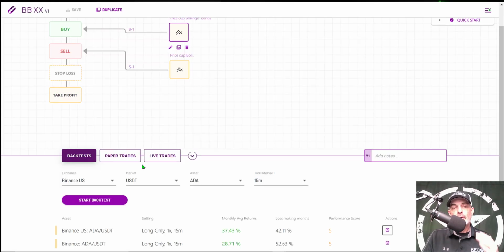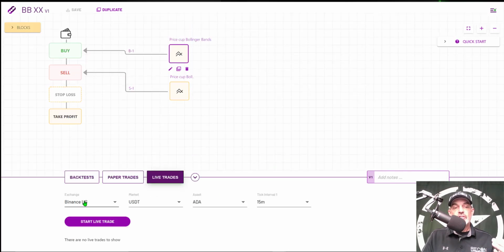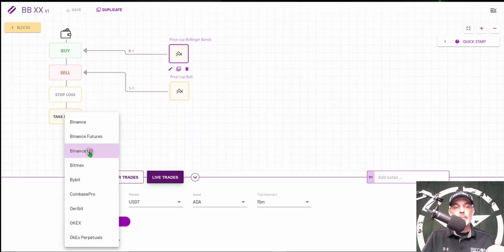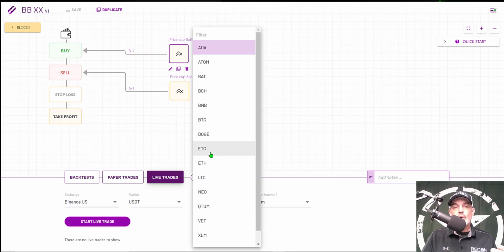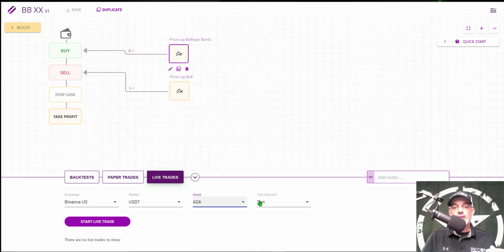So in order to deploy the bot, you have a couple options. You could deploy it via paper trades first if you so desire. In this case, I'm going to put it to live fire. And again, it's the Binance exchange, and you have a variety of exchanges you can choose from. I did my backtesting and recon on the Binance US exchange. Market is USDT. The asset is ADA. Of course, you have choices of other coins you could trade, but you'll need to do your recon before you do that. And then the tick interval, of the time frames, the 15-minute performs the best.